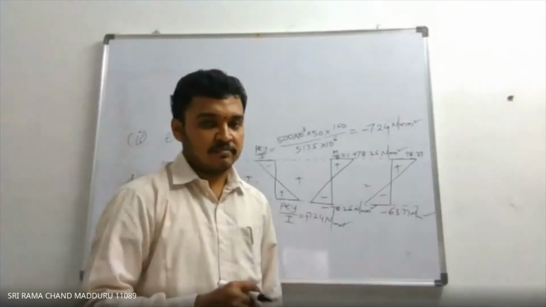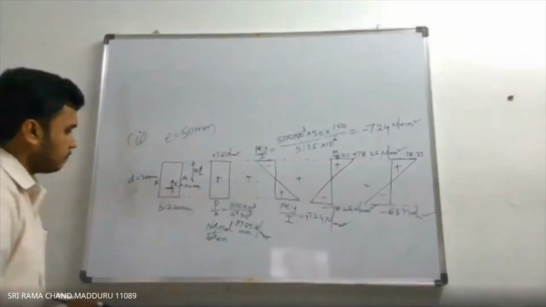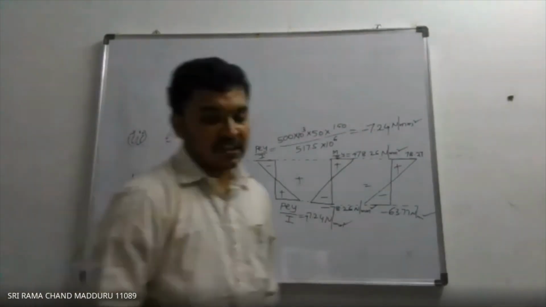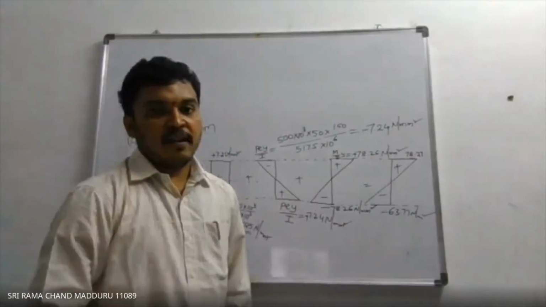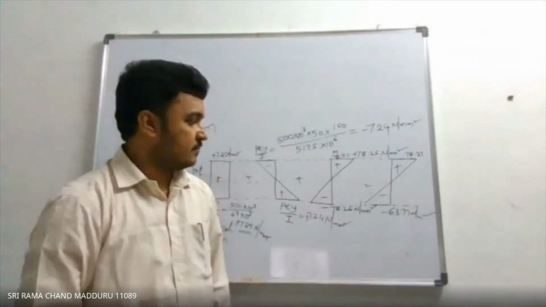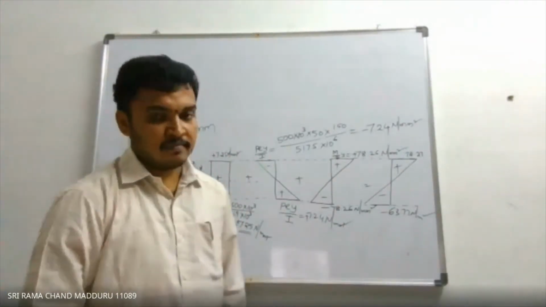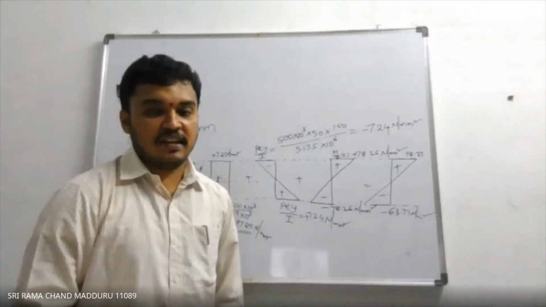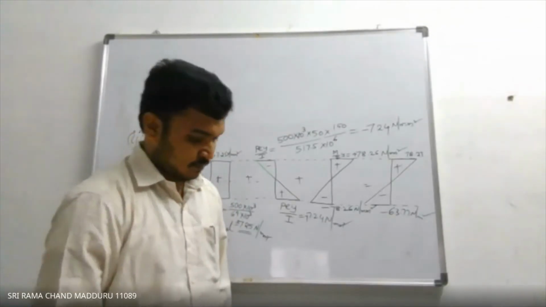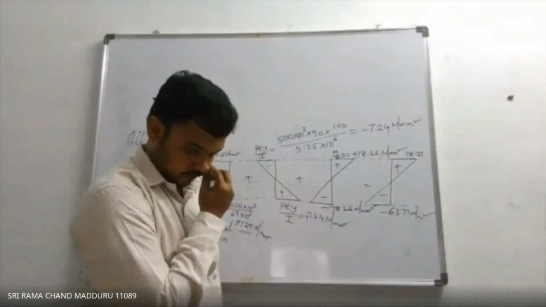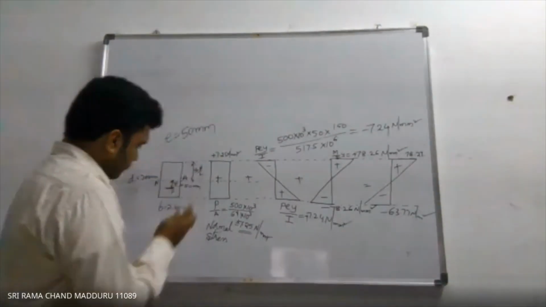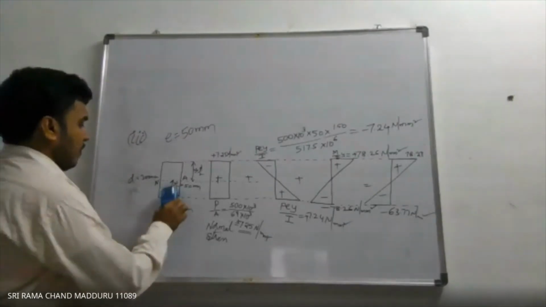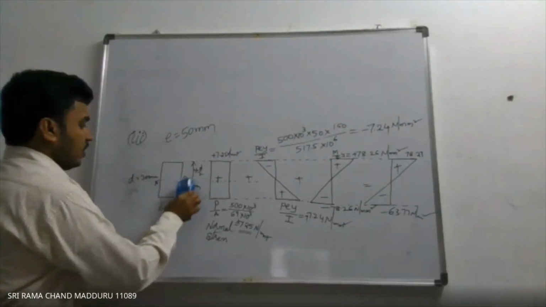Now go for case 3. Pre-stressing is done above the neutral axis at an eccentricity e equal to 50 mm. So we are drawing above the neutral axis.